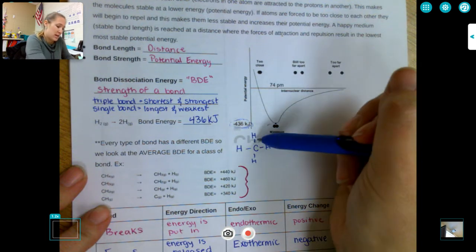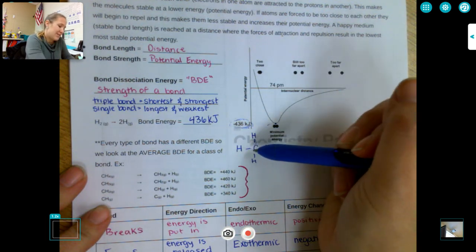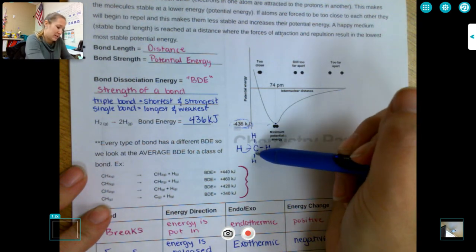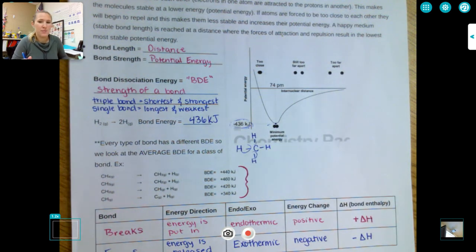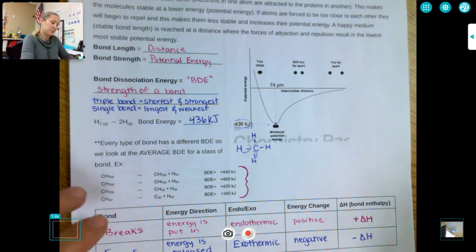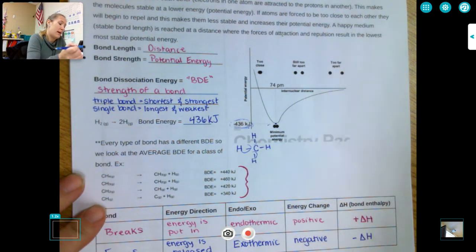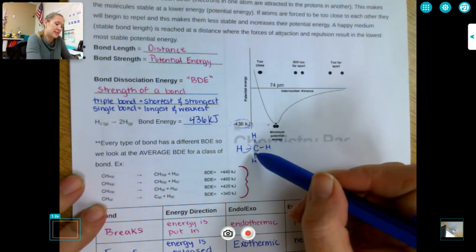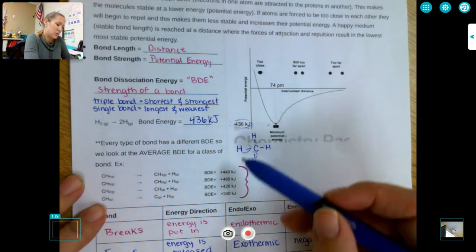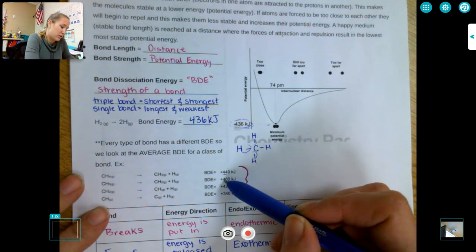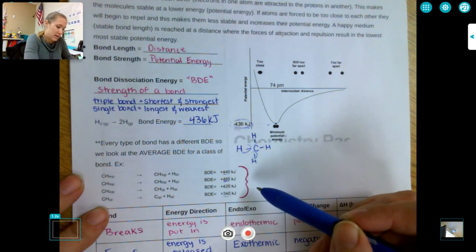Every one of these bonds is going to have a slightly different bond dissociation energy because it's using different electrons in a different position in space. And as I start to remove hydrogens, I'm going to change the bond energy that I have. So it's important to note that while, yes, each one of them has a slightly different bond dissociation energy, we can see they range from 460 to 340.